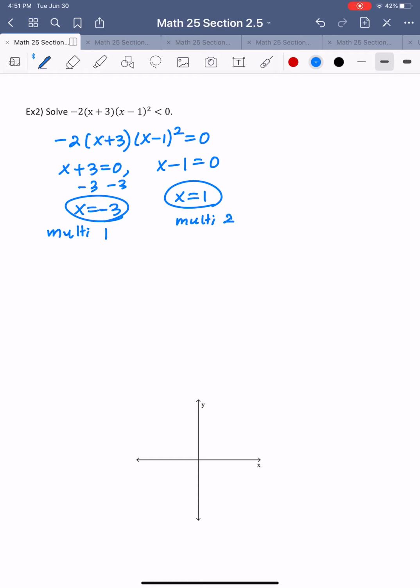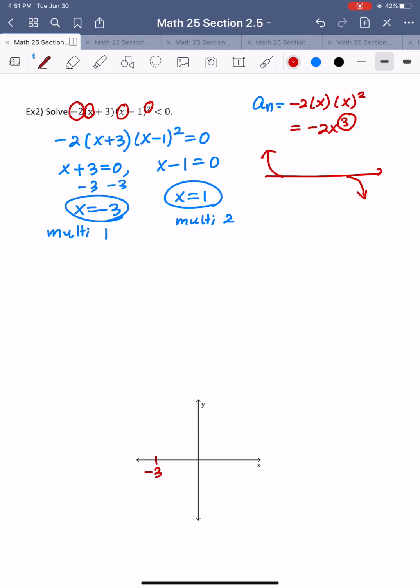And then what is the a sub n? You multiply negative 2x times x squared, so a sub n is negative 2, and I get negative 2x cubed. So this is a cubic, with a sub n equal to negative 2, and this is the degree. So you get this kind of graph. We have the zero at negative 3, and the 1 is another zero.